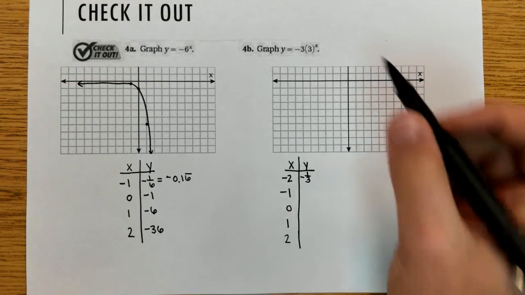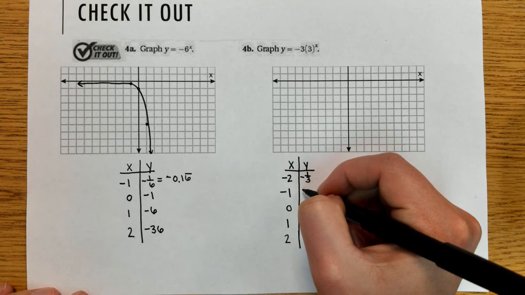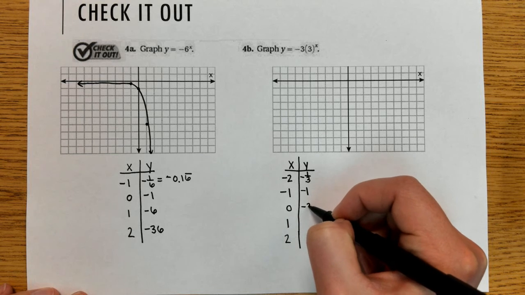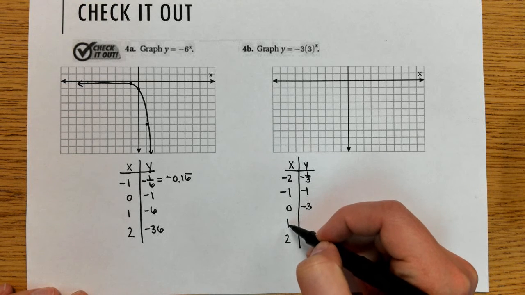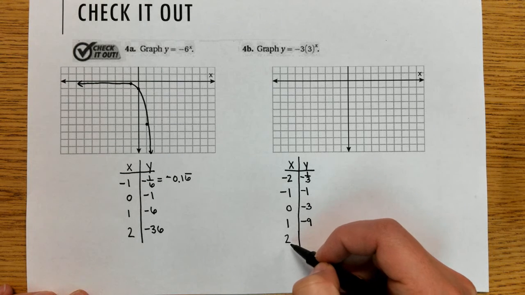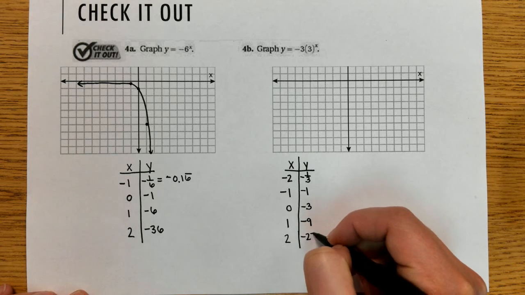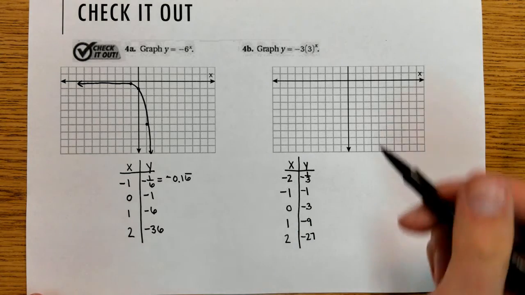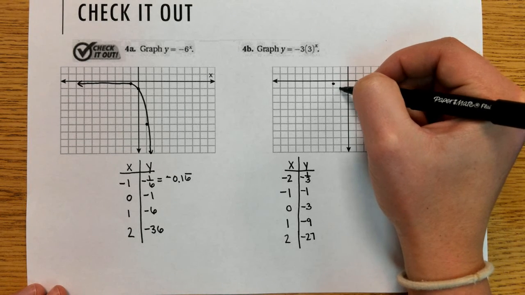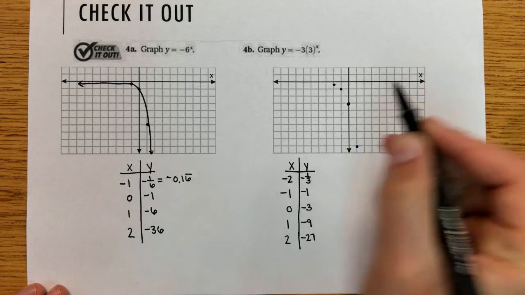And then -1, so 3 to the -1 power will give you 1/3 times -3 will give you -1. 3 to the 0 power is 1 times -3, -3. 3 to the first power is 3 times -3 gives you -9. And then 3 to the second power is 9 times -3, -27. So this last point won't fit. So -2 and then -1/3, -1, -1, 0, -3, and then 1, -9.